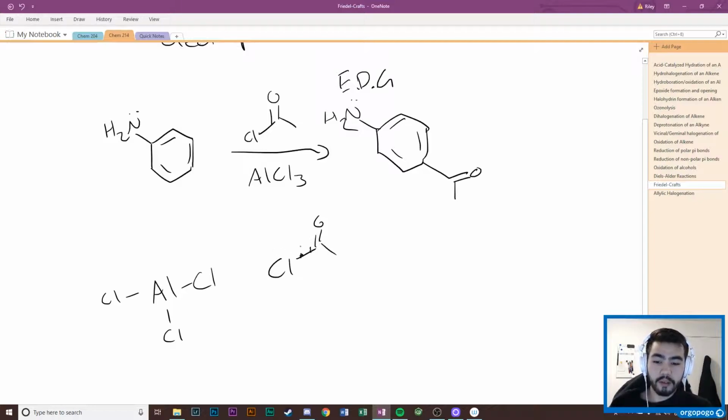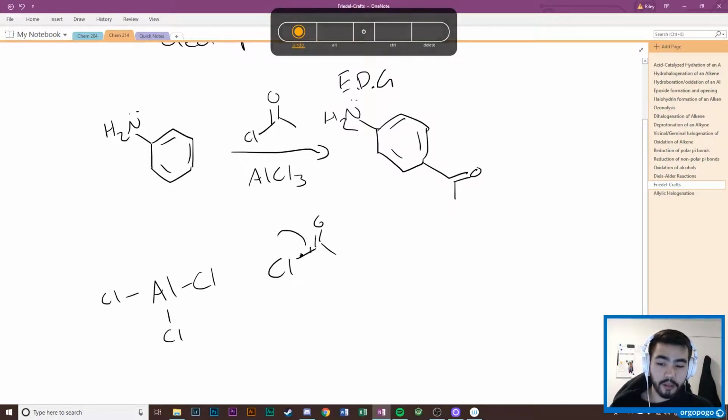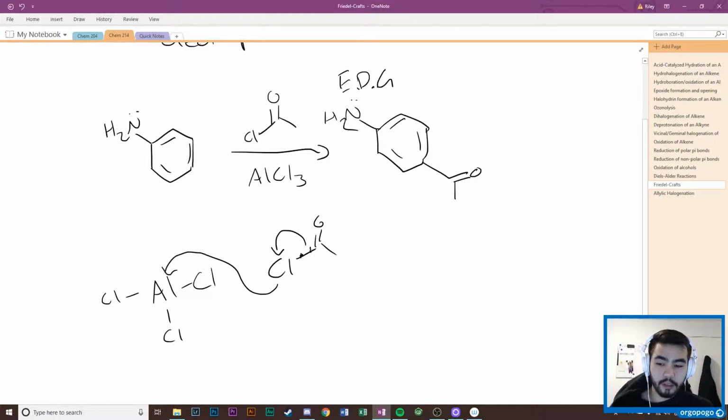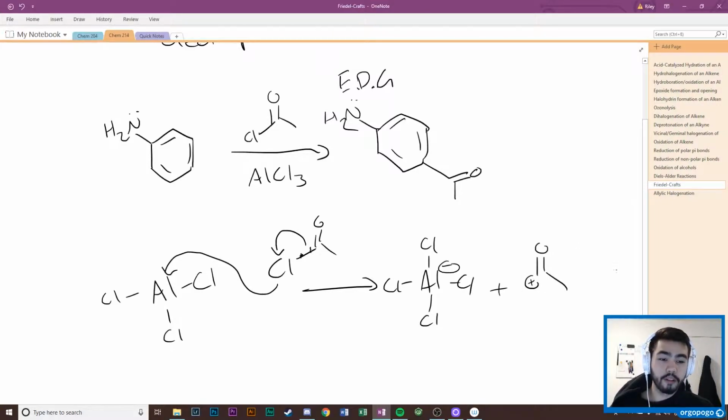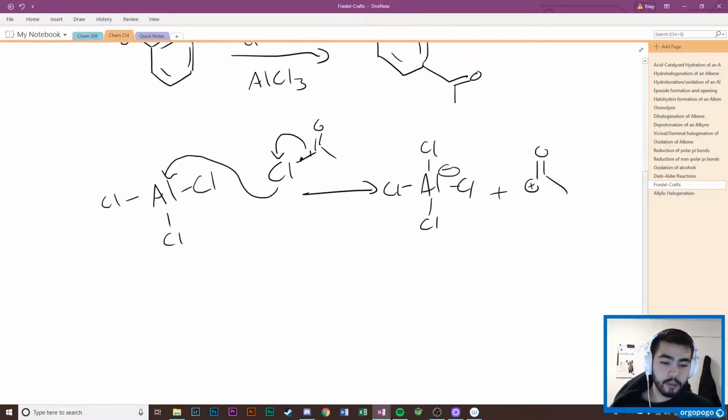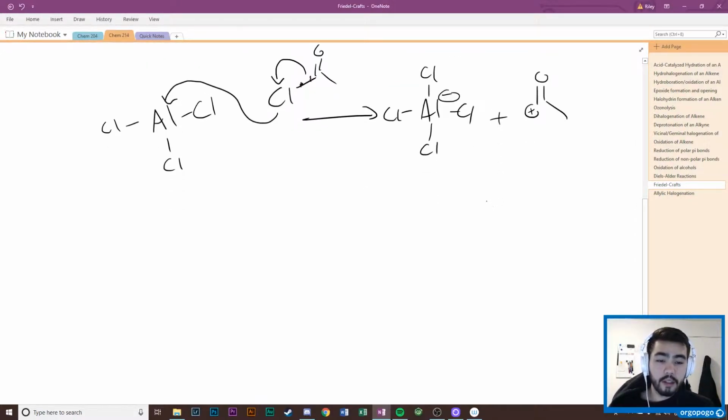These two electrons are going to hop in over here. You can draw it from the bond to the Lewis acid, or you can draw it from the bond onto the chlorine, onto the Lewis acid, the exact same thing. You're going to get AlCl4 minus, since this gained electrons, plus this guy right here, which looks a little weird. It's called an oxonium cation.